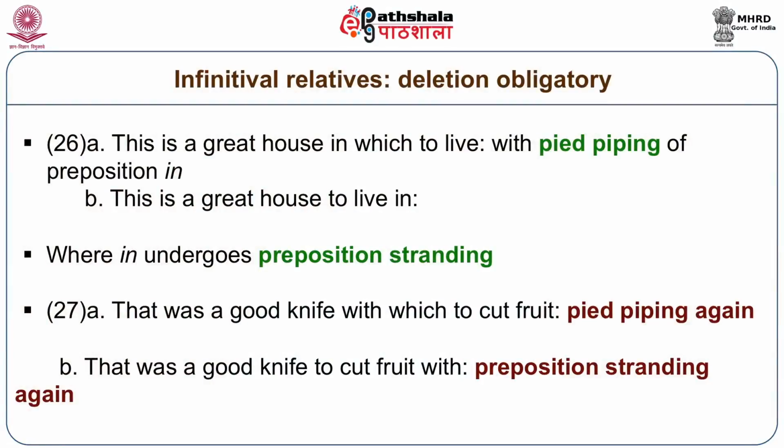Many speakers of English don't say a great house in which to live. They say instead, this is a great house to live in, where the relative phrase disappears, the word which disappears. Likewise, instead of saying, that was a good knife with which to cut fruit, people very often say, that was a good knife to cut fruit with.